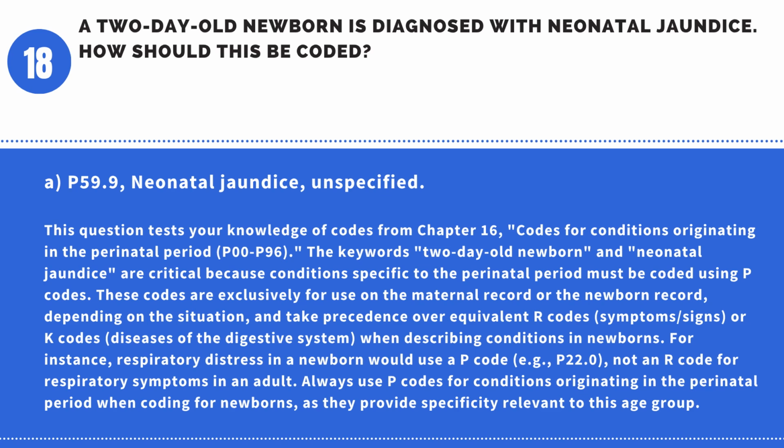For instance, respiratory distress in a newborn would use a P code, e.g., P22.0, not an R code for respiratory symptoms in an adult. Always use P codes for conditions originating in the perinatal period when coding for newborns, as they provide specificity relevant to this age group.